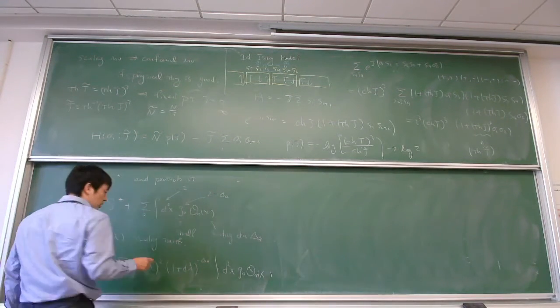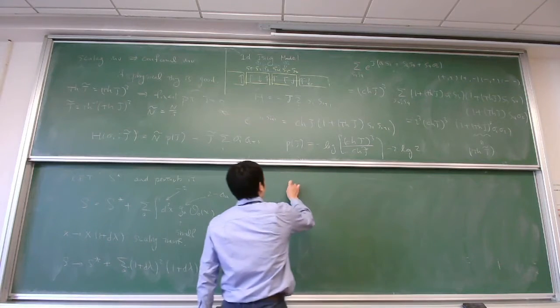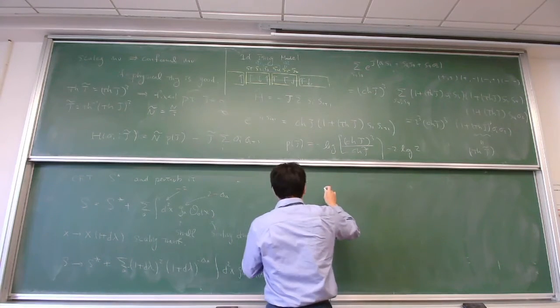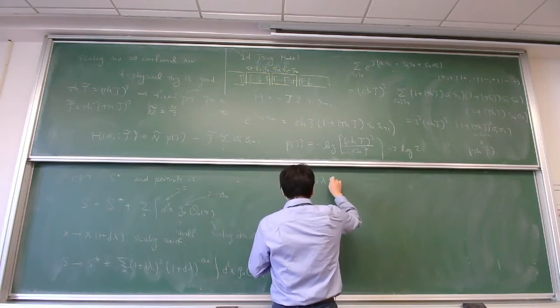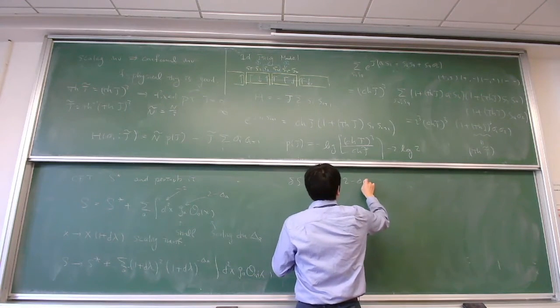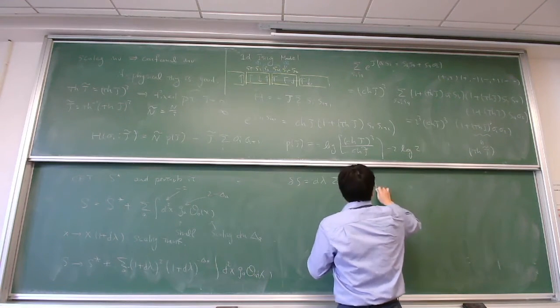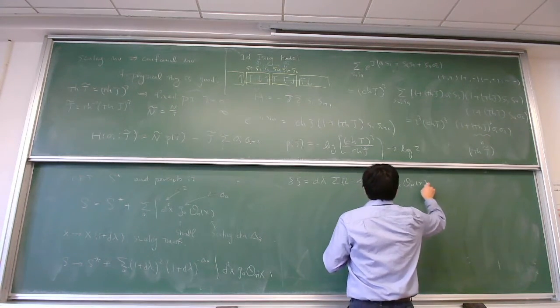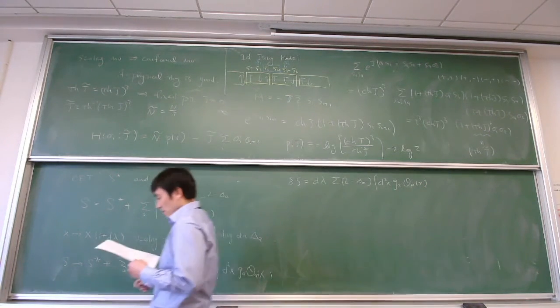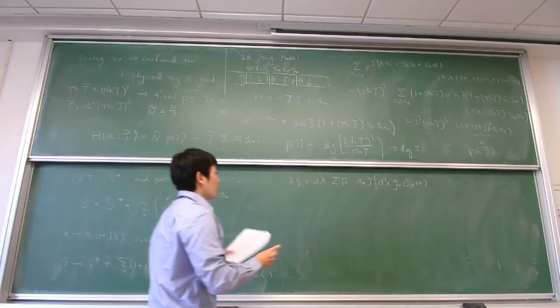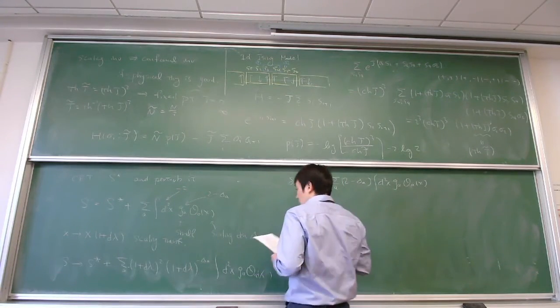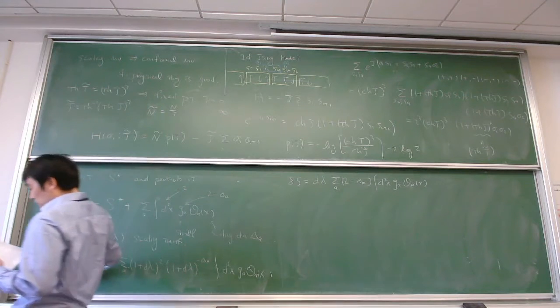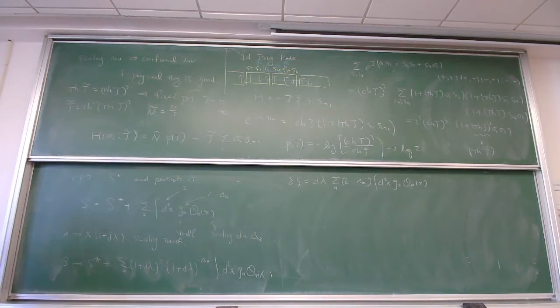Assume d lambda is very small, so that delta S can be understood as d lambda times 2 minus Delta A, integral d squared x g_A O_A, like this. Of course S star is scale invariant, or more precisely conformally invariant.